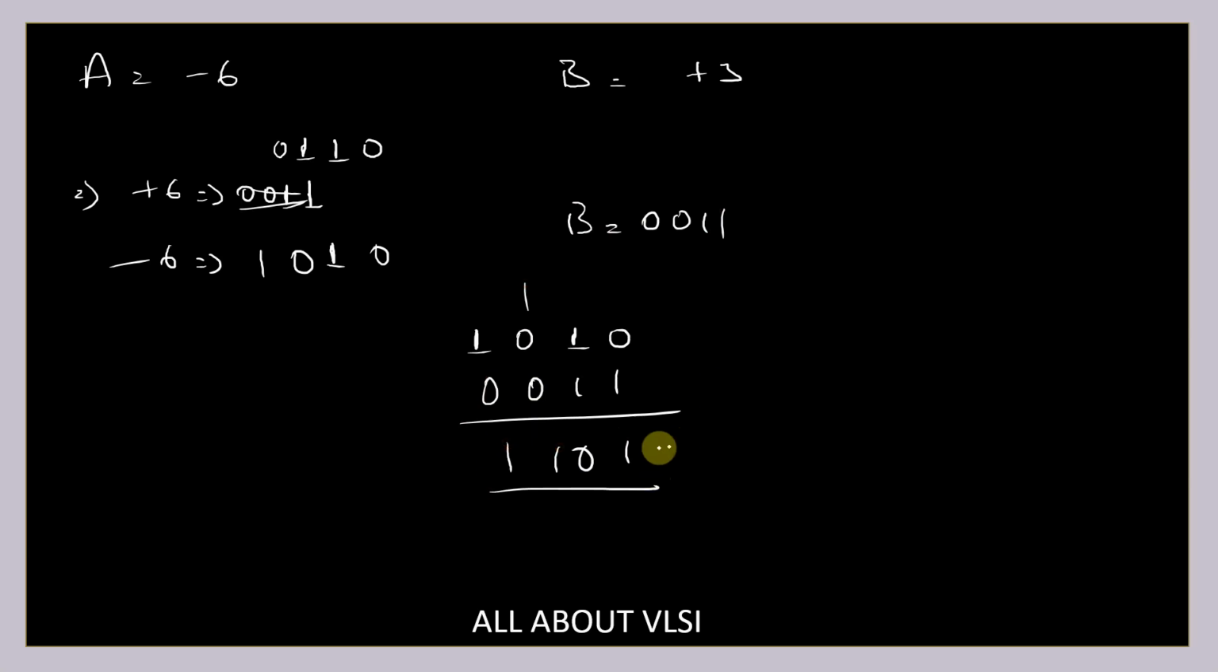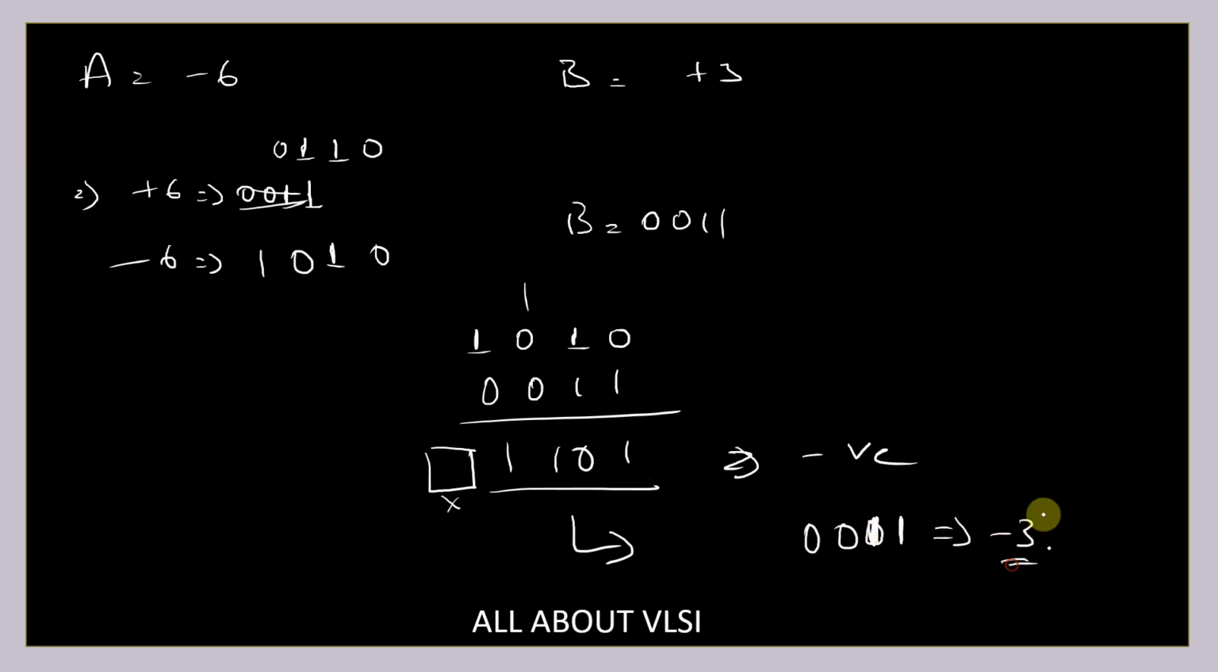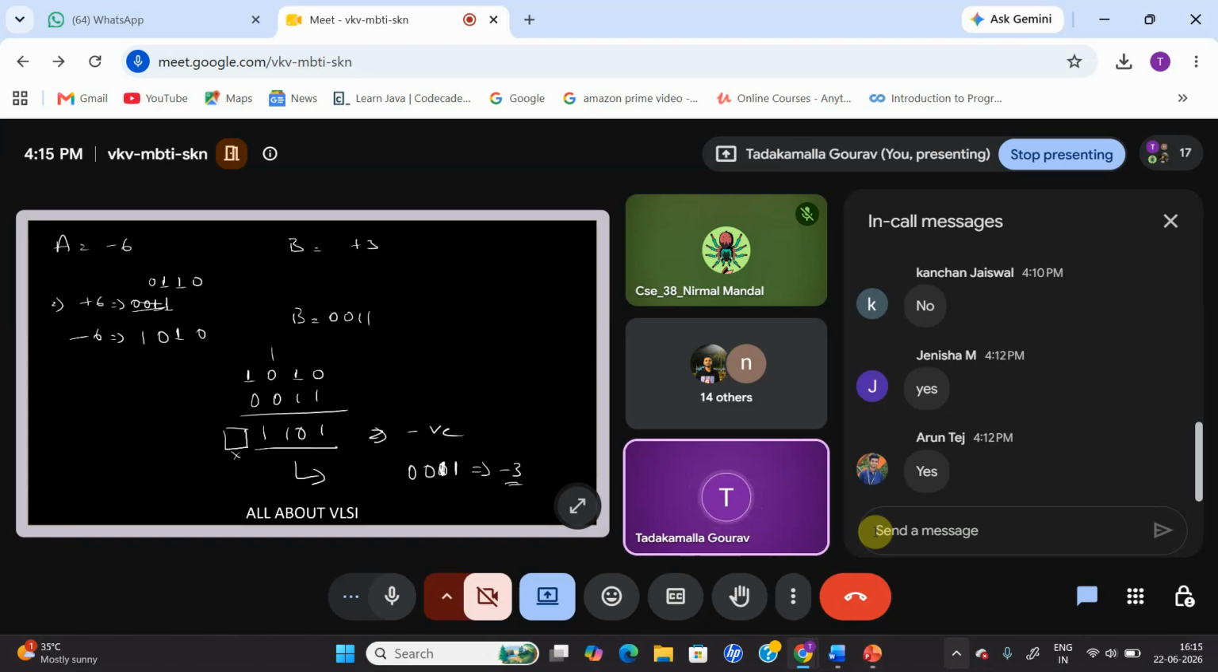I'm going to get 1, 1, 0, 1. Here I'm not going to get any carry. That means it's a negative value. So I'm going to perform 2's complement on it, which gives 0, 0, 1, 1. This is my final answer, which is nothing but minus 3. Okay. So this is how you're going to add two numbers using one's complement and two's complement format of addition. Is it clear for everyone? Any doubts or any queries in this?